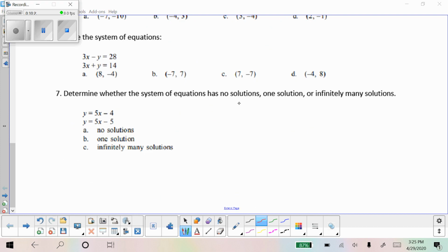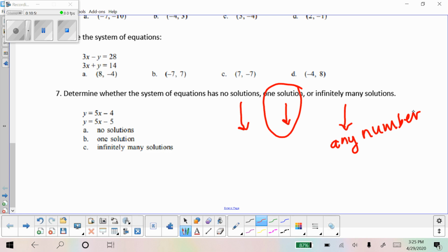Now, down here on number 7, I just want to talk about that real quick. An equation will have no solution if there's no possible way for the same number, the same two numbers, to work for both equations. The situation we had up at the top was there was one solution for the equation. That usually happens. Now, if any number works no matter what you put in it, then that means there's an infinite number of solutions.